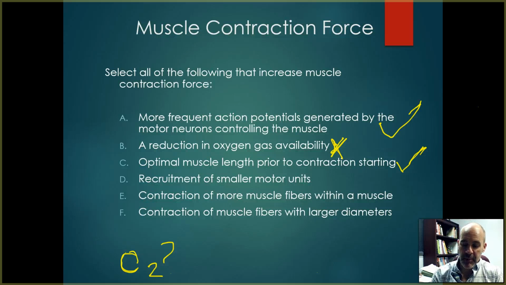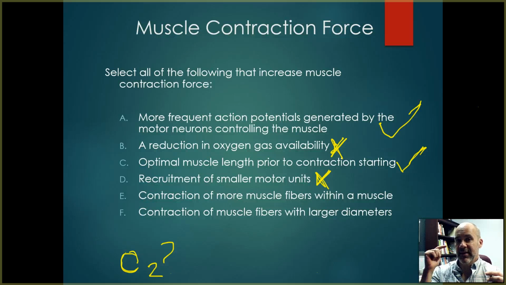That's actually a no. Remember, a motor unit is a single motor neuron plus all the muscle fibers it controls. Smaller motor units have smaller numbers of muscle fibers in them. Larger motor units have larger numbers of muscle fibers in them. So it makes sense that you would want to recruit or use larger motor units for more forceful contractions. You're going to have more and generally larger muscle fibers involved.